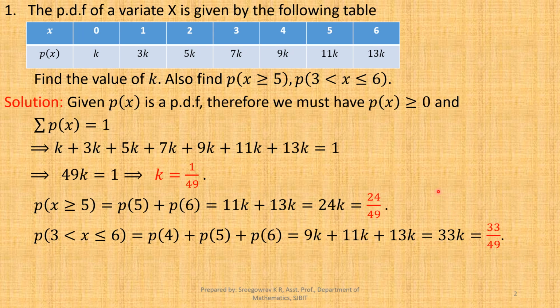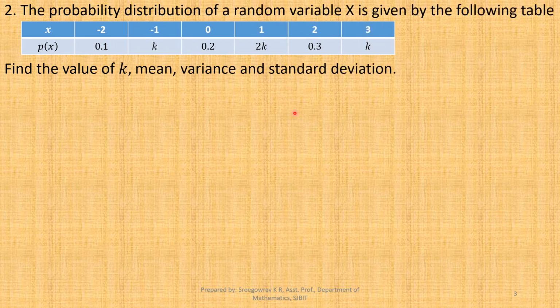Now I will move on to the second problem. The second problem is given like this. The probability distribution of a random variable x is given by the following table. And they are asking us to find the value of k, mean, variance and standard deviation.